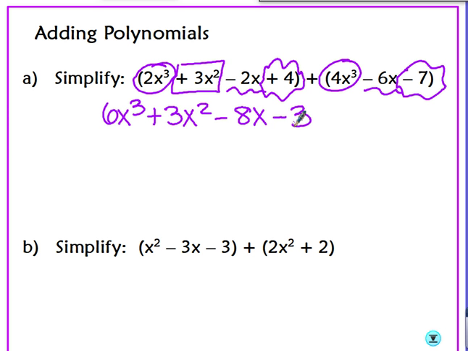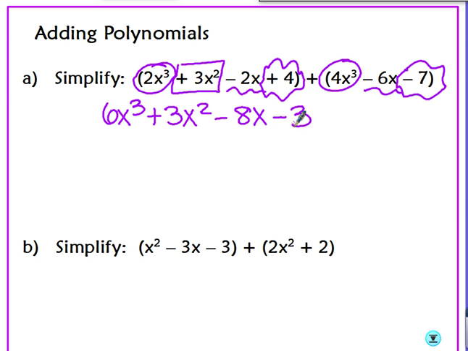When you combine 2x cubed plus 3x squared minus 2x plus 4 with the polynomial of 4x cubed minus 6x minus 7, you will have 6x to the third plus 3x squared minus 8x minus 3.